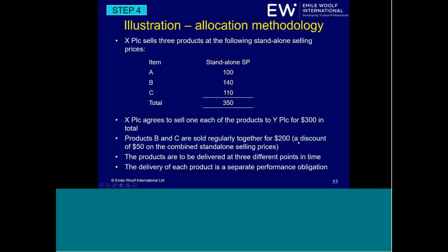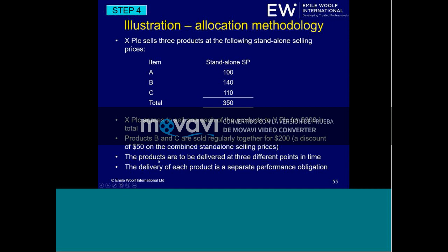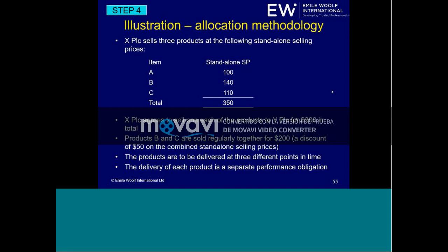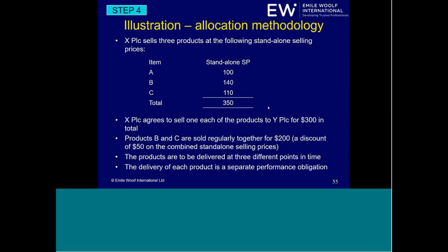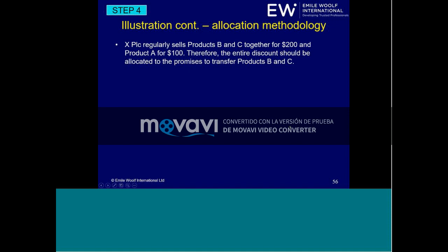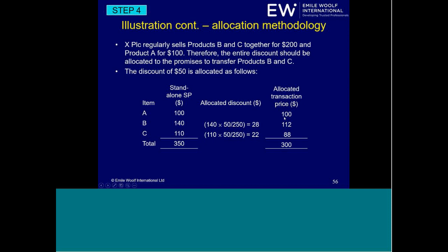So what we've got here is now evidence that the sale of A, which might be before the year end, is to be priced at 100, and it's the sale of B and C together after perhaps a year end that gets priced with all of the discounts. So X regularly sells B and C together for 200 and product A for 100. Therefore, the entire discount should be allocated to the promise to transfer products B and C. So no discount allocated to A, and the whole of the discount allocated to B and C. Fundamentally, again, IAS 18, the old standard, never told us how to deal with those sort of situations.